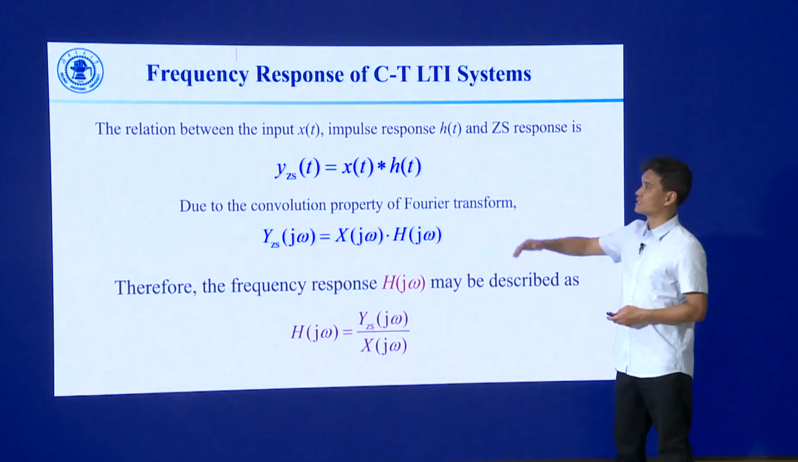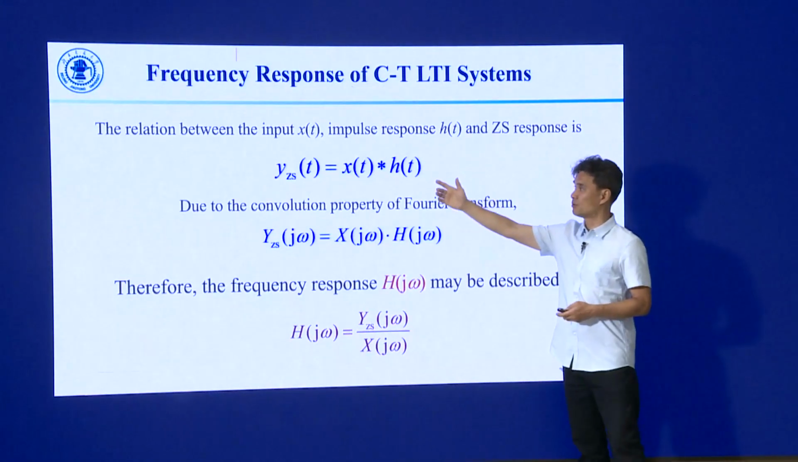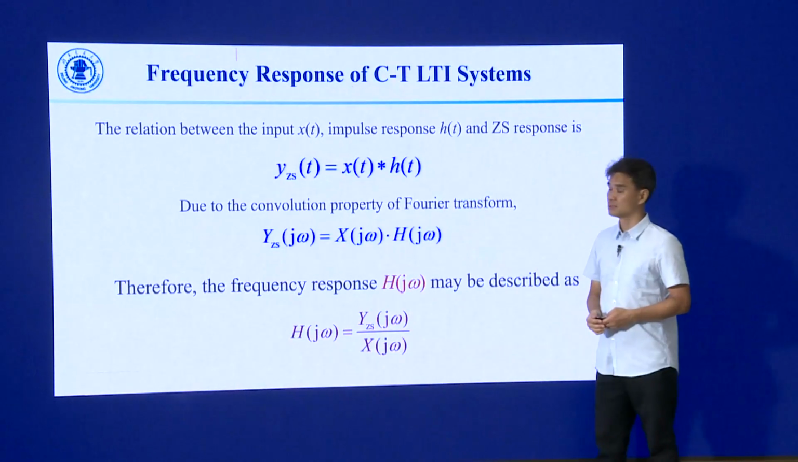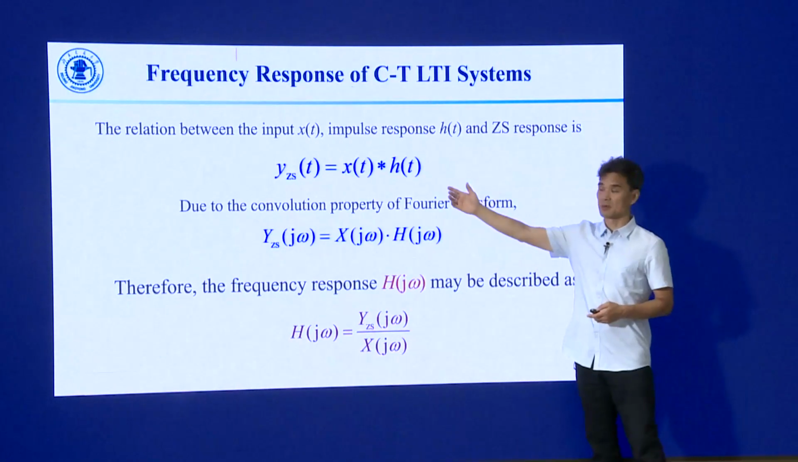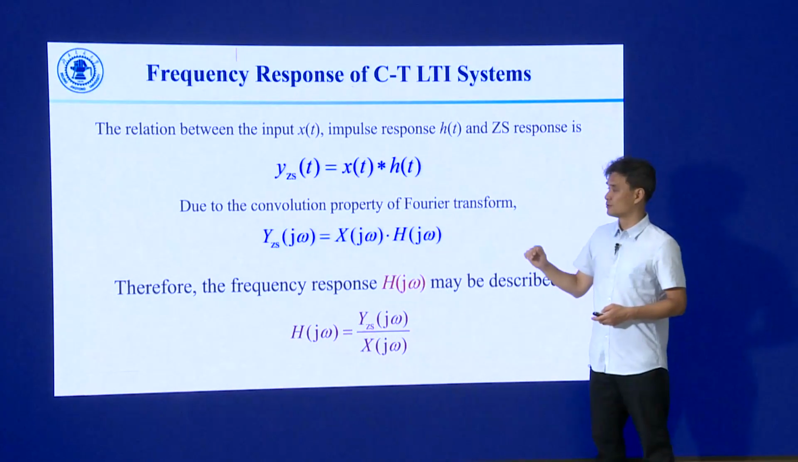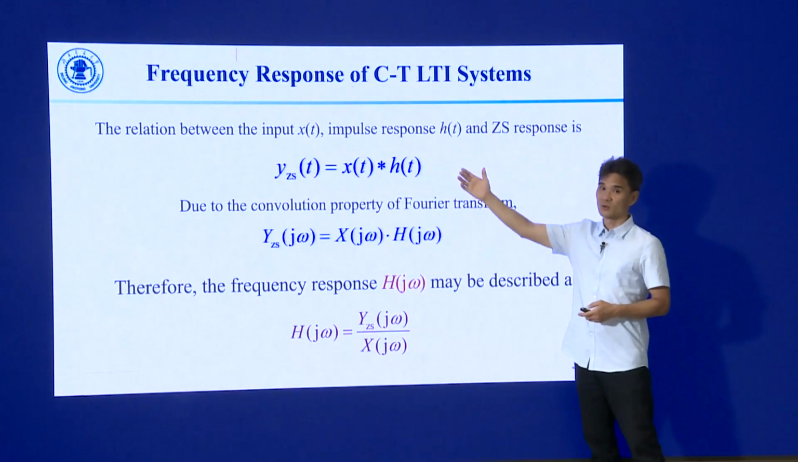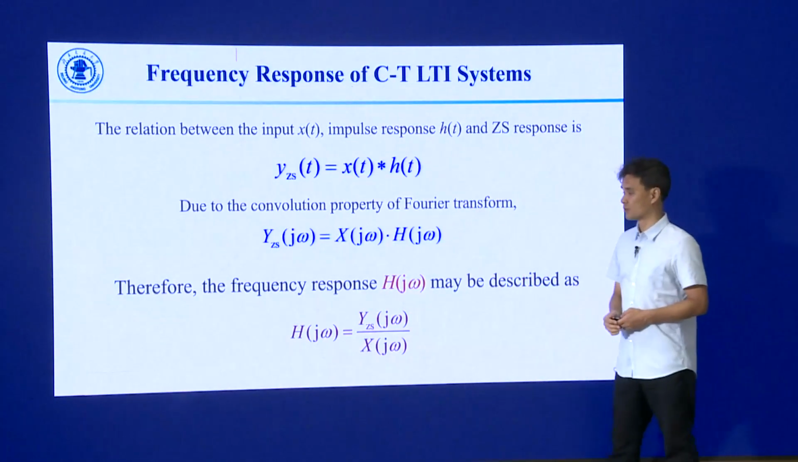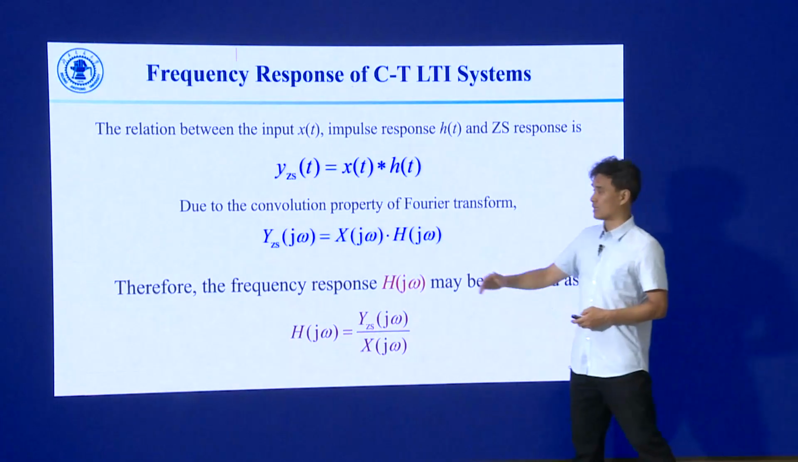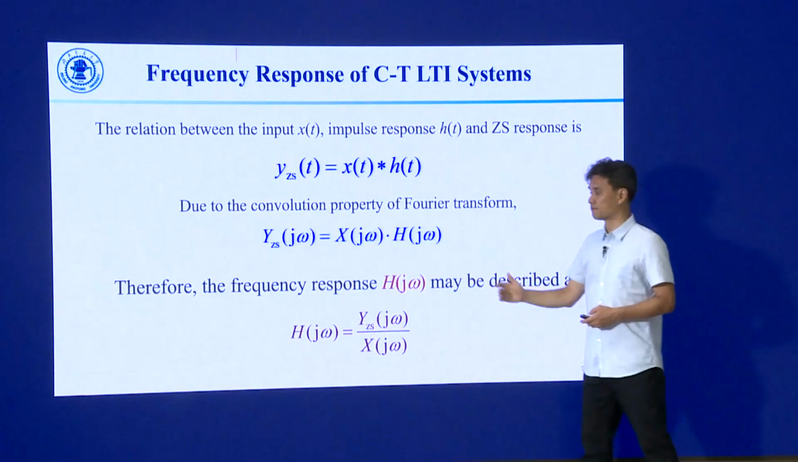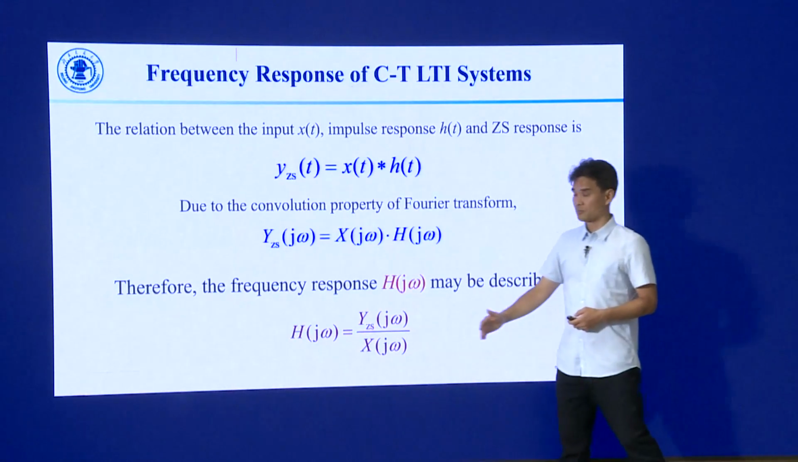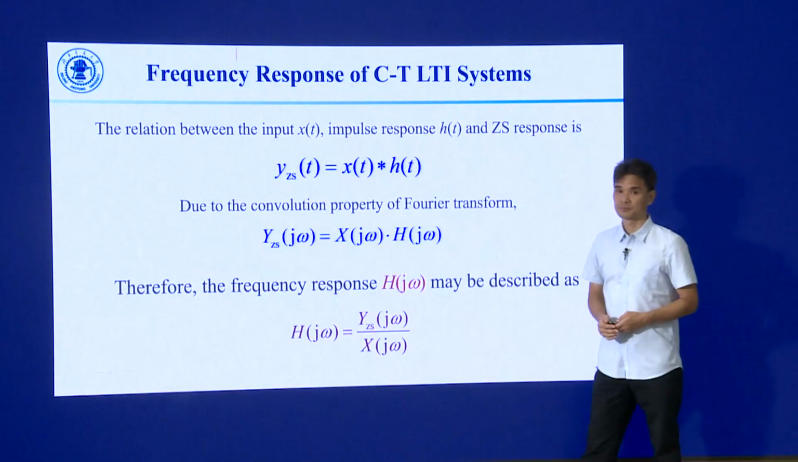And here is the relationship between the input, the system's impulse response, and the output, or the zero-state response. In the frequency domain, we know the correspondence: convolution in the time domain, multiplication in the frequency domain. So we can define the system's frequency response in another way, by this ratio.